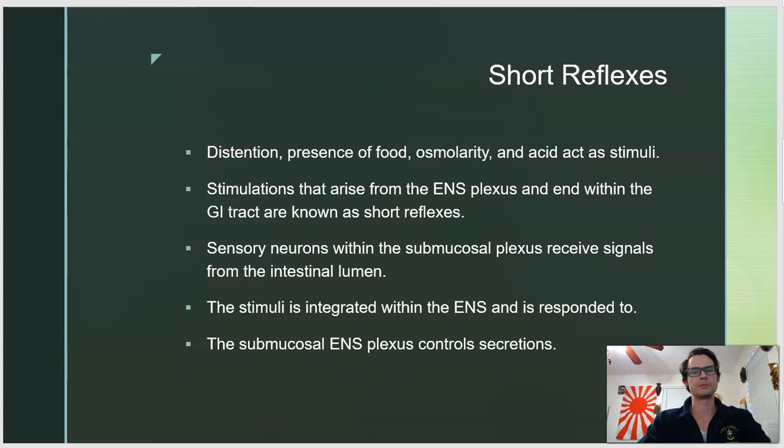Any stimulation that arises from the enteric nervous system plexus and ends within the GI tract is known as the short reflex. It gets this name because it's just a short distance. It stays rather local in that region. The sensory neurons within, again, the submucosal plexus, receive these signals, and that's when they begin their mechanism of action.